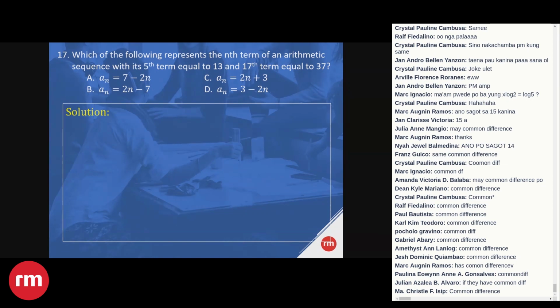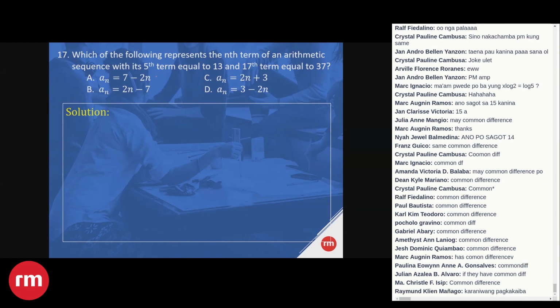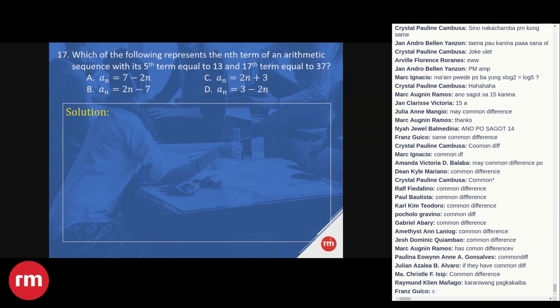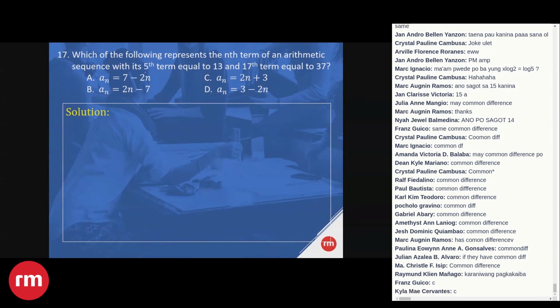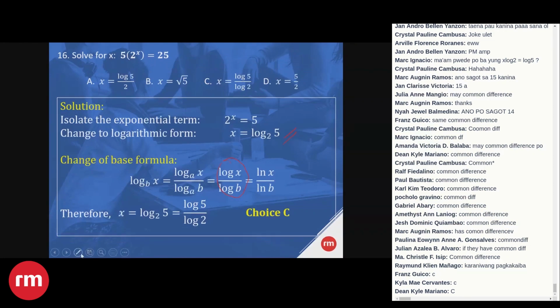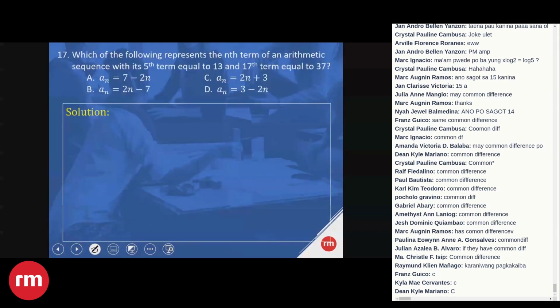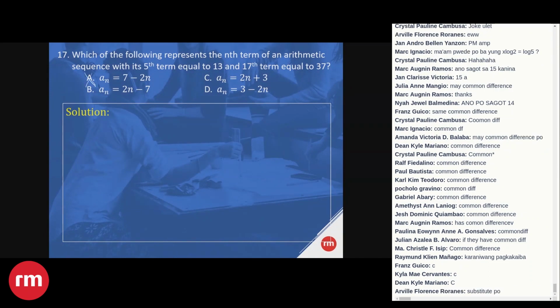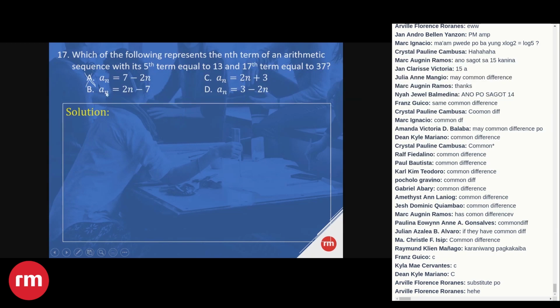So bilisan natin to. Ang pinakamadaling gawin dito, class, is to verify which among these sequences will give you the fifth term as 13, or n equals 5 is 13, and if n equals 17, the resulting term is 37. So check natin sa 5th term is equal to 13. Sa letter A, if you have n equals 5, that would be negative 3, hindi 13. So that's the reason why letter A is not an answer. For letter B, if n is equal to 5, A sub 5 is equal to 10 minus 7, positive 3. So hindi rin kasi ang hinahanap natin ay 13.